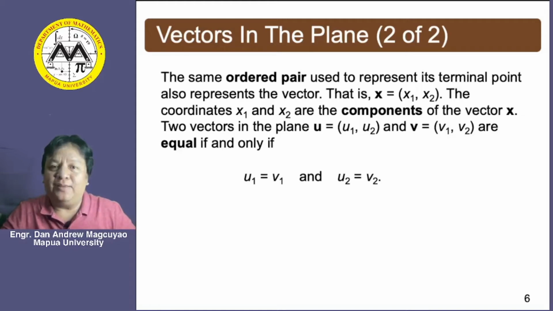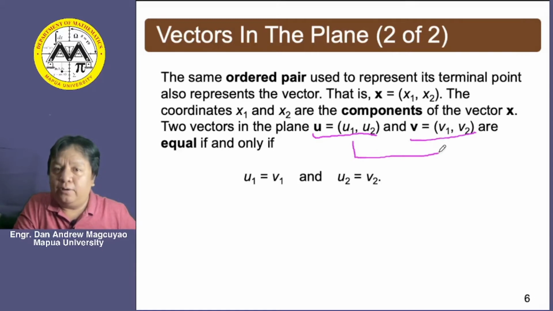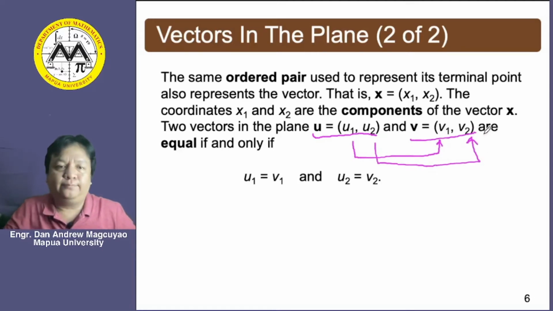Two vectors in the plane u equal to u1, u2 and v equal to v1, v2 are equal if and only if u1 is equal to v1 and u2 is equal to v2. So we say that two vectors are equal if their corresponding elements are equal.